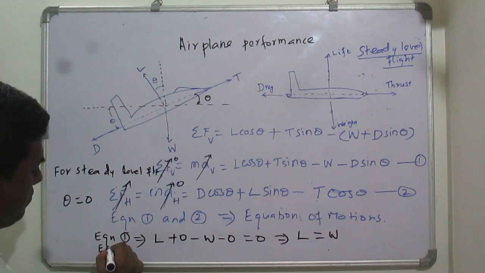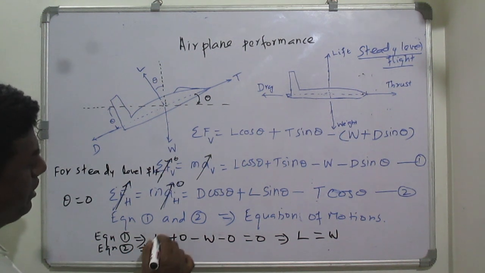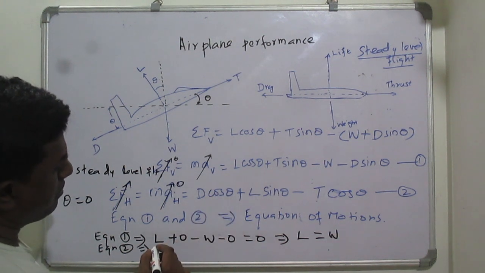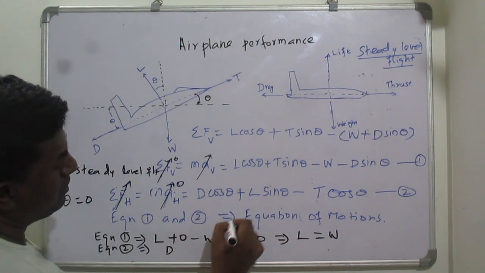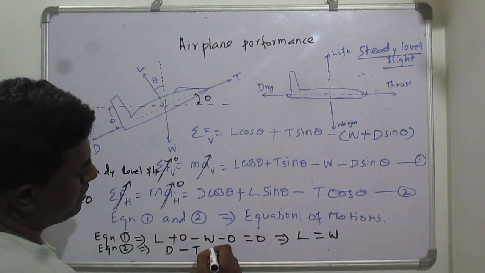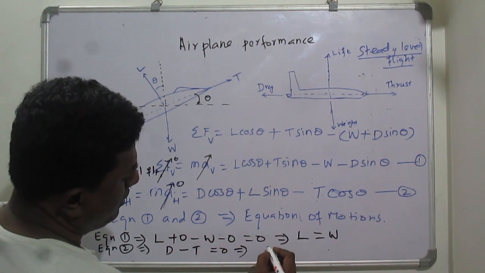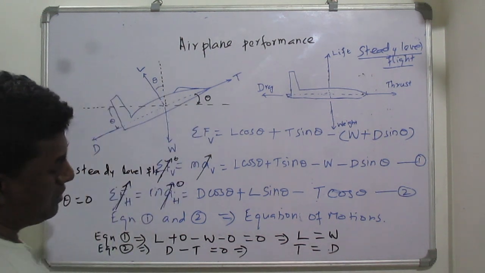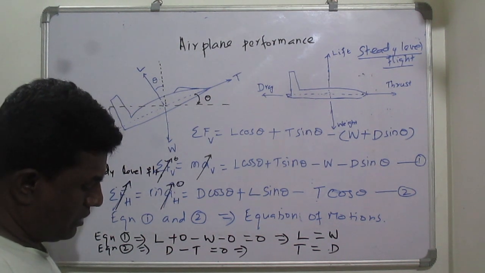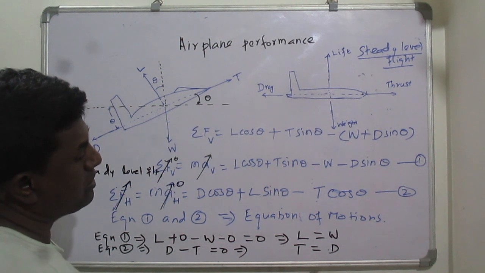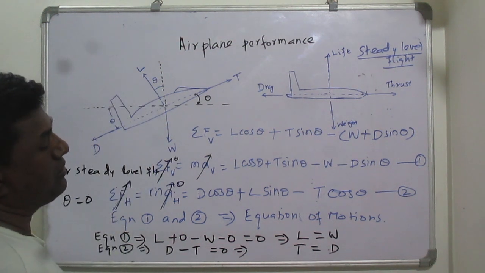Then from equation 2, when theta equal to 0, cos 0 is 1, that is D. Then this component will become 0, then T minus D is equal to 0. So from this we can say thrust equal to drag. These are the two conditions mainly we are considering for the steady level flight. So in steady level flight, lift balances the weight, and thrust balances the drag.